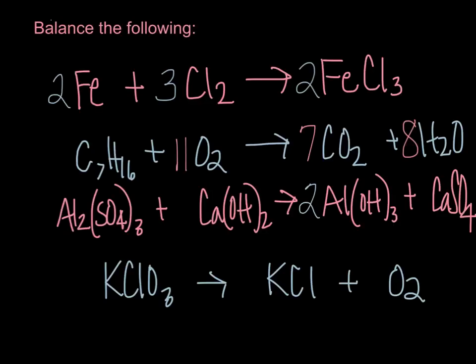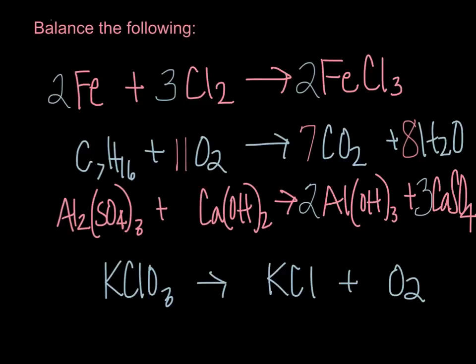Remember, when we're doing these types of problems that have polyatomic ions like here and here, we're going to treat those as all one unit, instead of breaking them up into their individual components, and that makes it easier. The next thing I notice is that I have 3 sulfates here and only 1 sulfate over here. So I can fix that by putting a 3 in front of calcium sulfate.